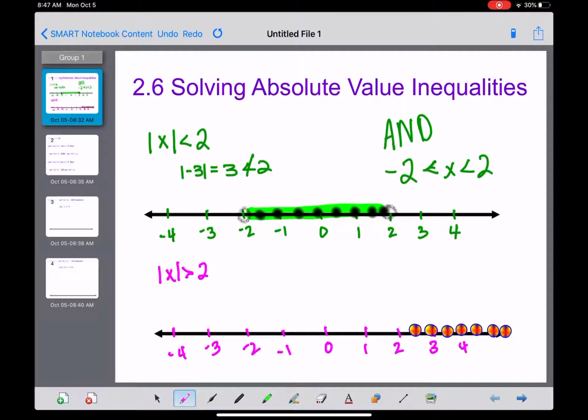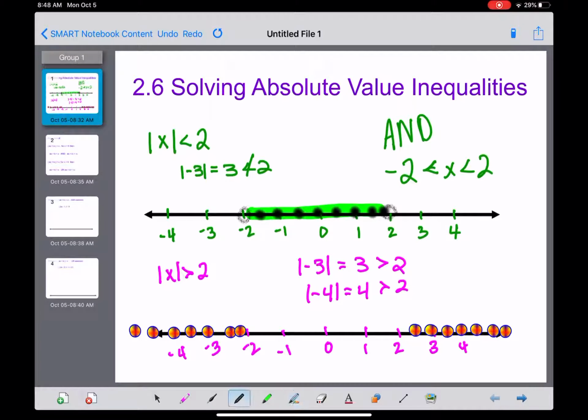But now, because I'm taking absolute value, I can include negative numbers. So if I take the absolute value of -3, I get 3, and 3 is greater than 2. I take the absolute value of -4, I get 4. 4 is greater than 2. So -3, -4, -2.5, -3.5, -5, -6, -2.1.